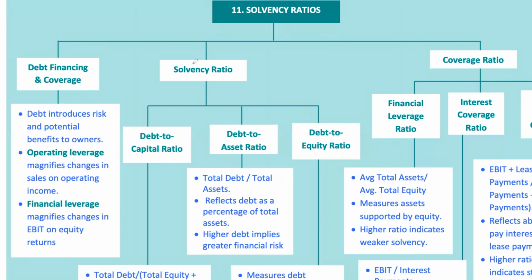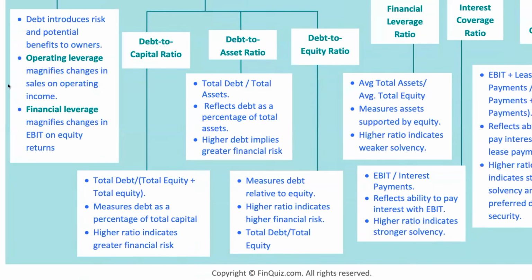Now, let's look at some key solvency ratios. The debt to capital ratio. This ratio tells us what percentage of a company's capital is made up of debt. The higher the ratio, the greater the financial risk, and the weaker the solvency position. Next is the debt to assets ratio. This ratio shows the proportion of a company's assets that are financed with debt. Again, a higher ratio means higher financial risk.